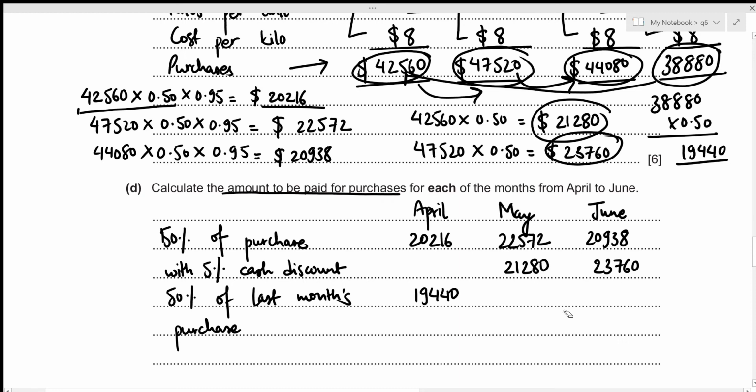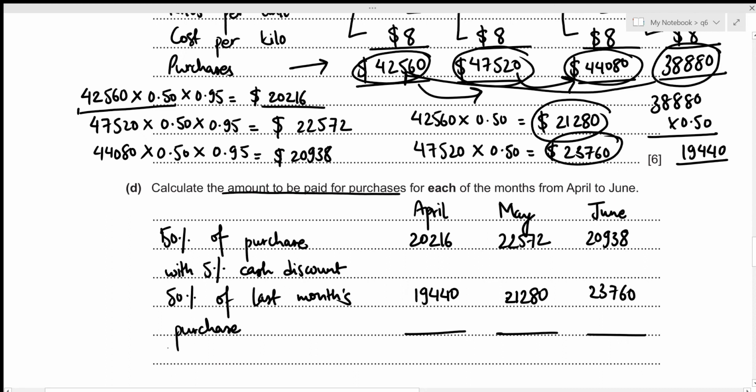This should be here below. So that's 21,280, and for June, that's 23,760. Okay, so this gives the total amount paid to the suppliers for purchases.